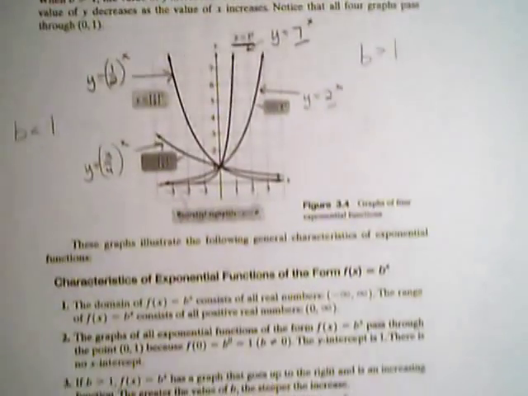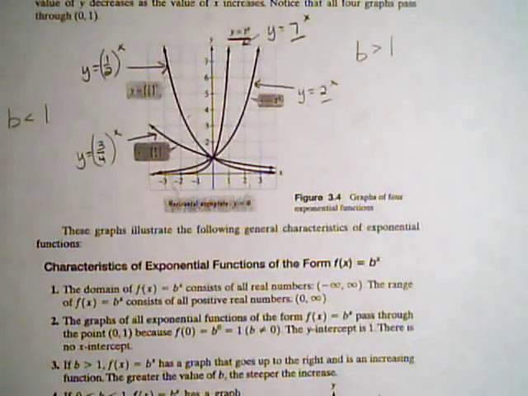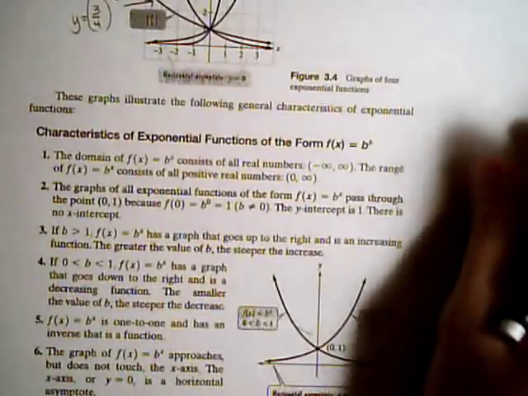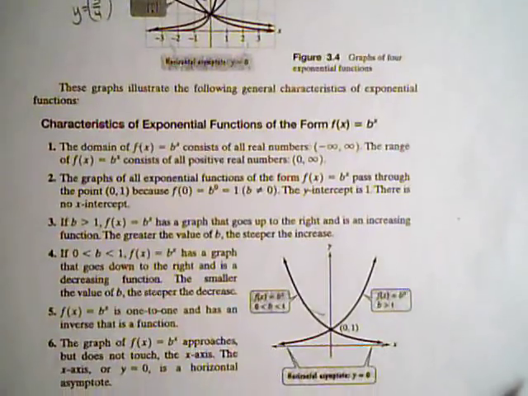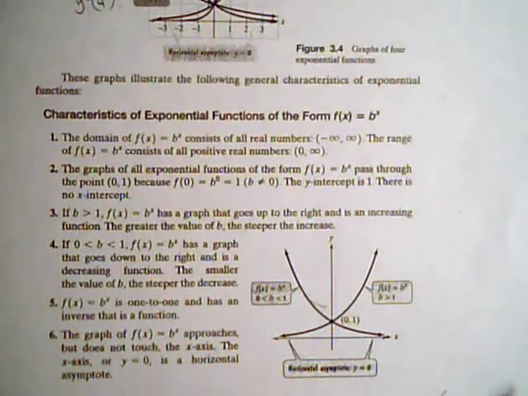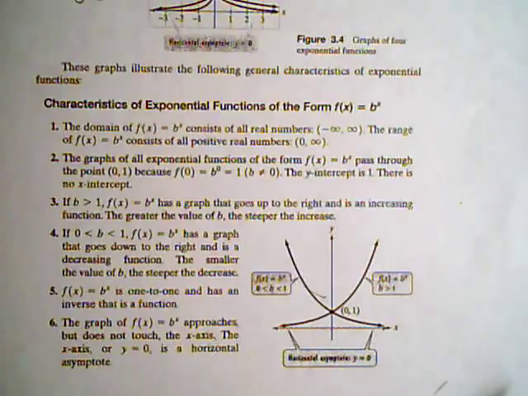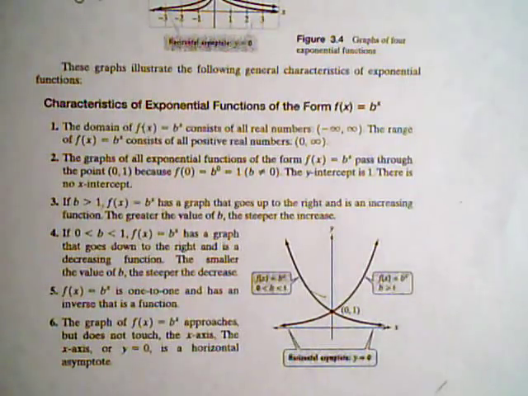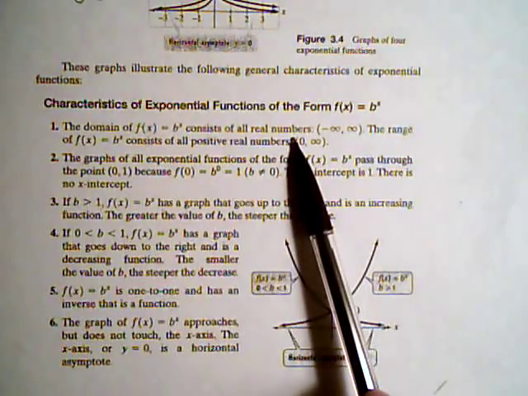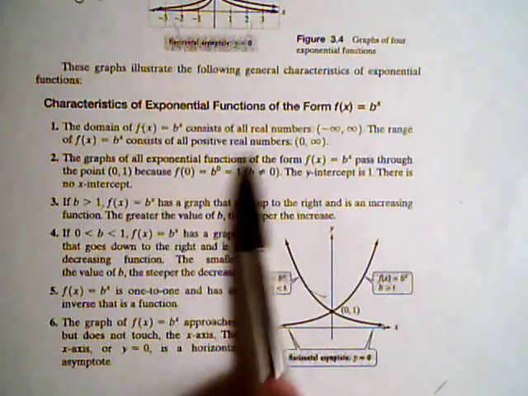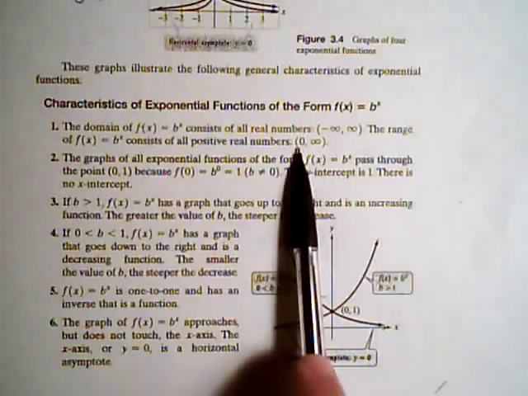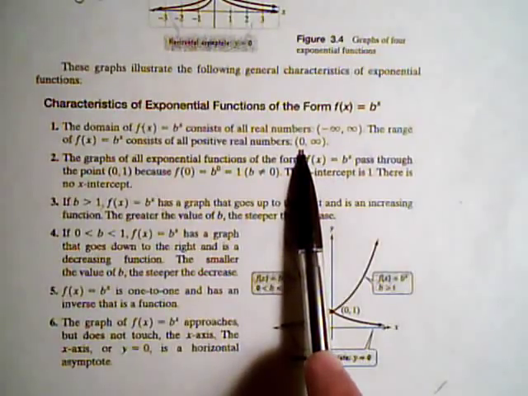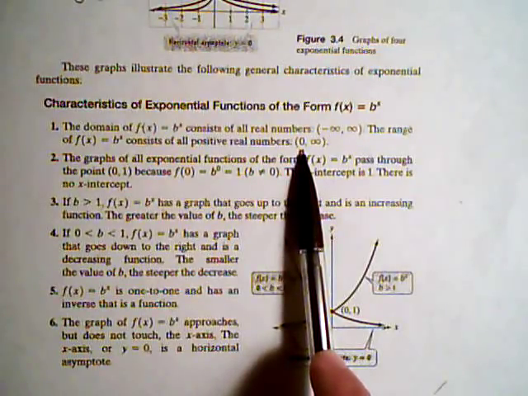Below, you'll also find this list in section 3.1, the characteristics of exponential functions that are of the form f of x equals b to the x. Just some properties and things here that you should know. The domain of f of x equals b to the x consists of all real numbers. You can look at your graph and tell that. The range, however, is just going to be from 0 to infinity. And notice it does not include 0, so we have the parenthesis around 0.